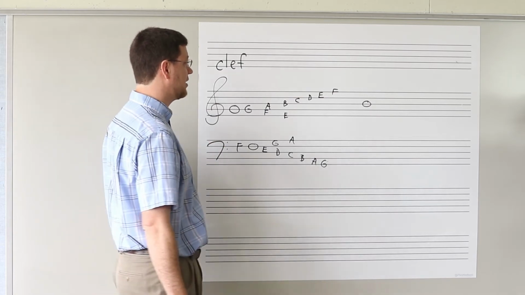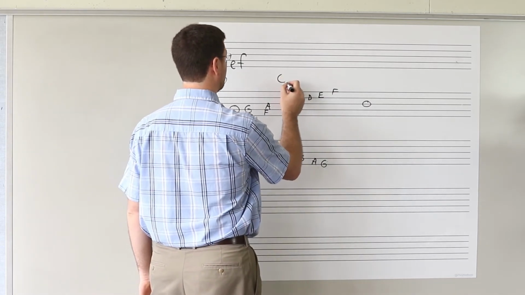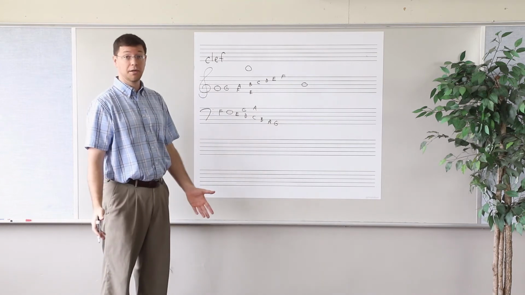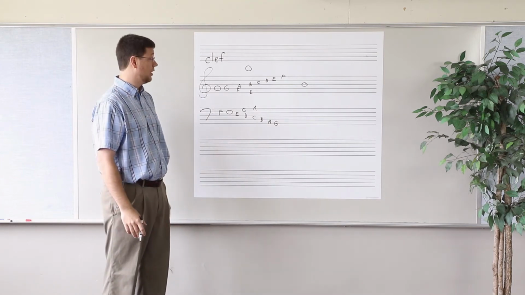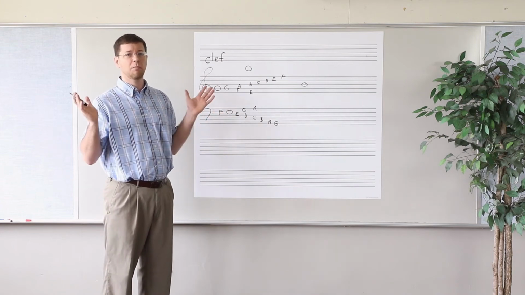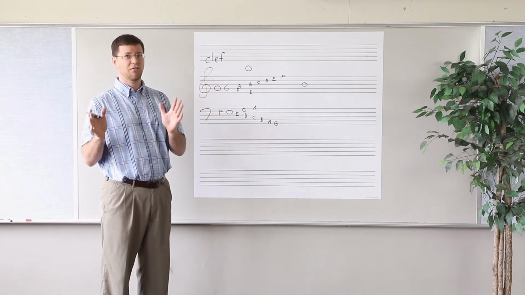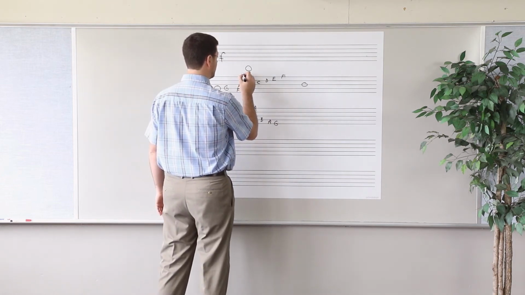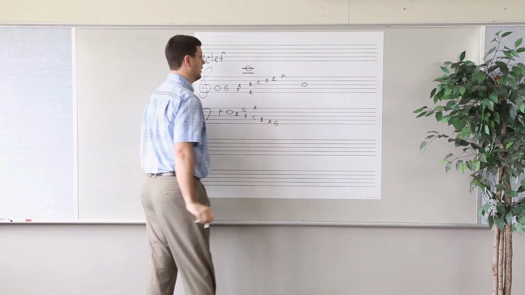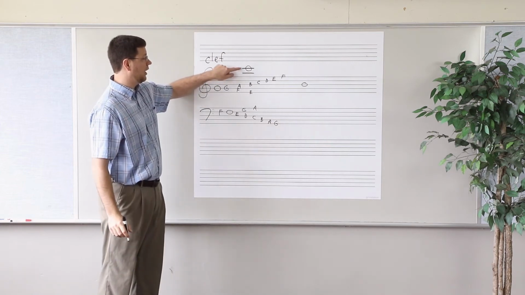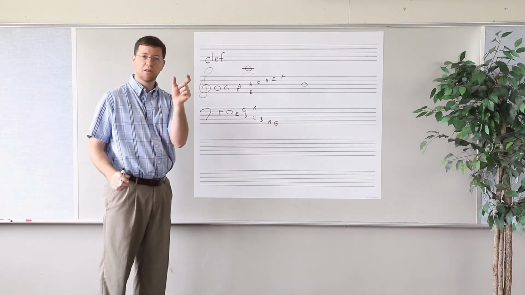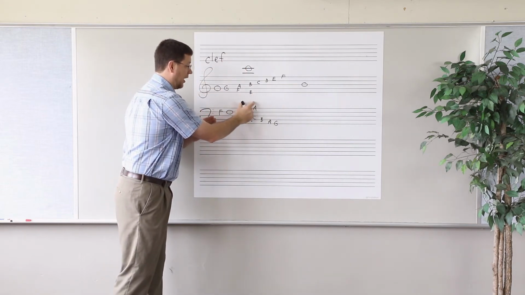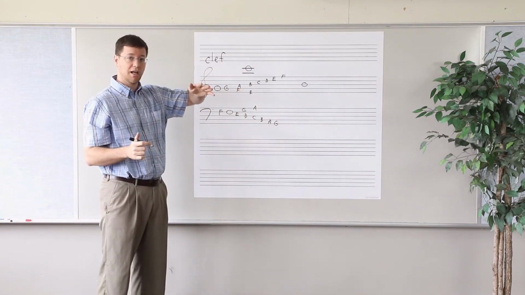Now, what is this note right here? I don't know. Do you know? How do we know? It's out in the middle of nowhere. We need to give it a context. We do that by drawing lines. Watch this. This is called a ledger line. It's a short little line that extends the staff up or down from the regular 5-line staff.